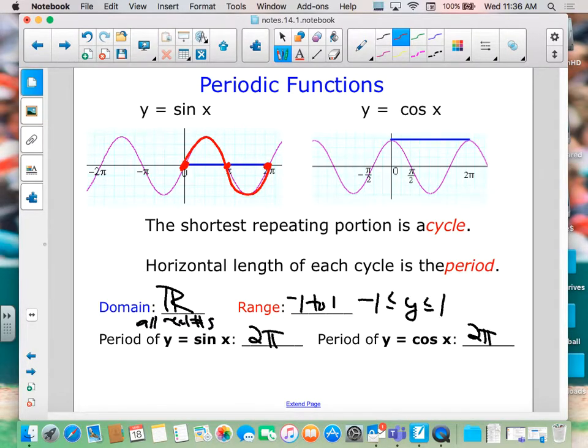Want me to sing that song for you? What goes up? No, I won't keep going. There is a sine wave.